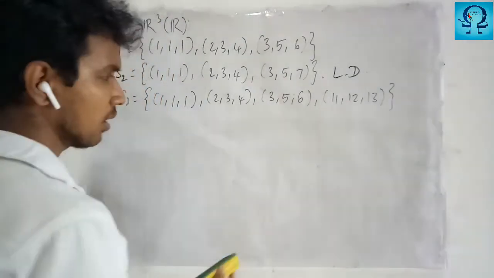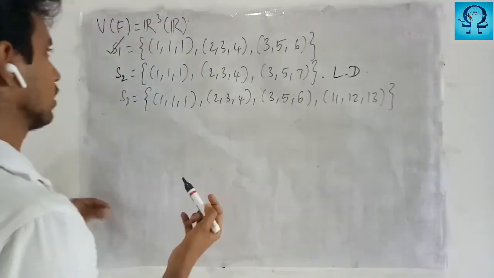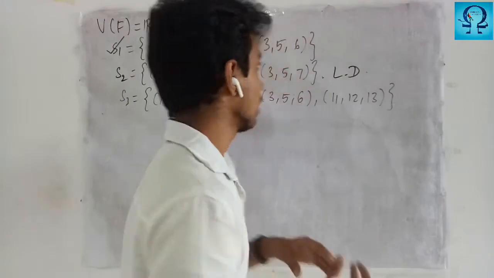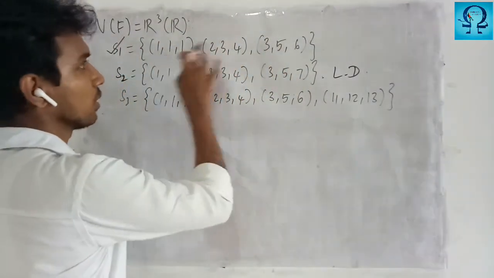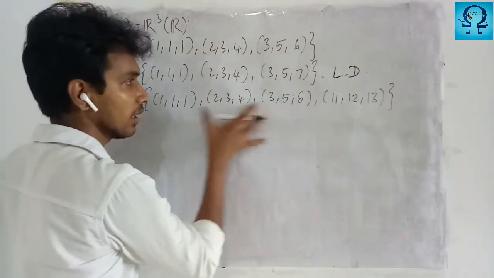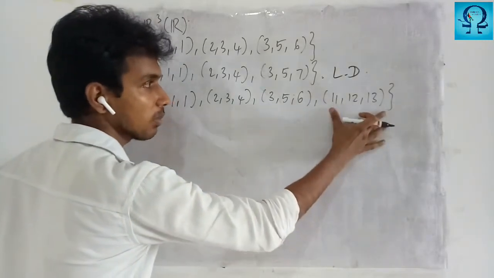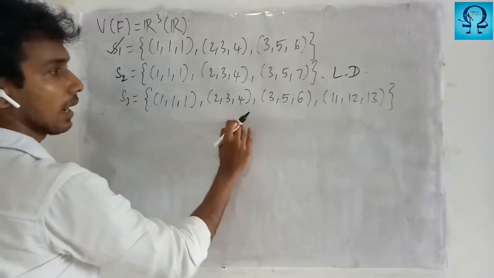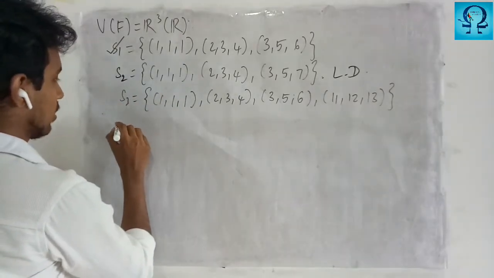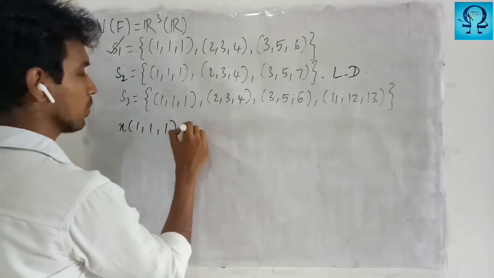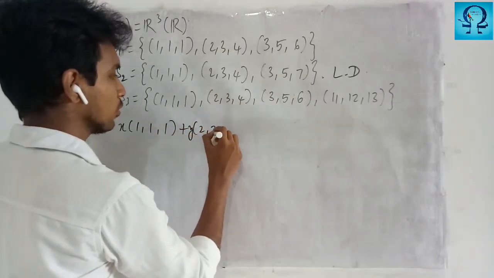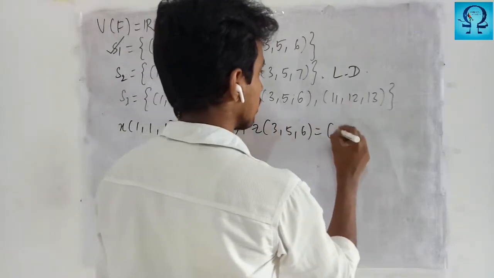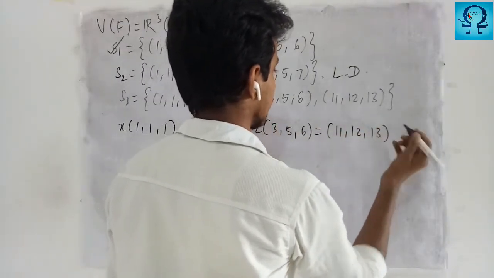Hope you have seen the previous lectures, so that in those lectures we have proved this collection to be linearly dependent, and we have just now proved this collection is a linearly independent collection. Therefore this can be written as a linear combination of these entries. Supposing I try this, x times 1, 1, 1 plus y times 2, 3, 4 plus z times 3, 5, 6 is equated to 11, 12 and 13, right?